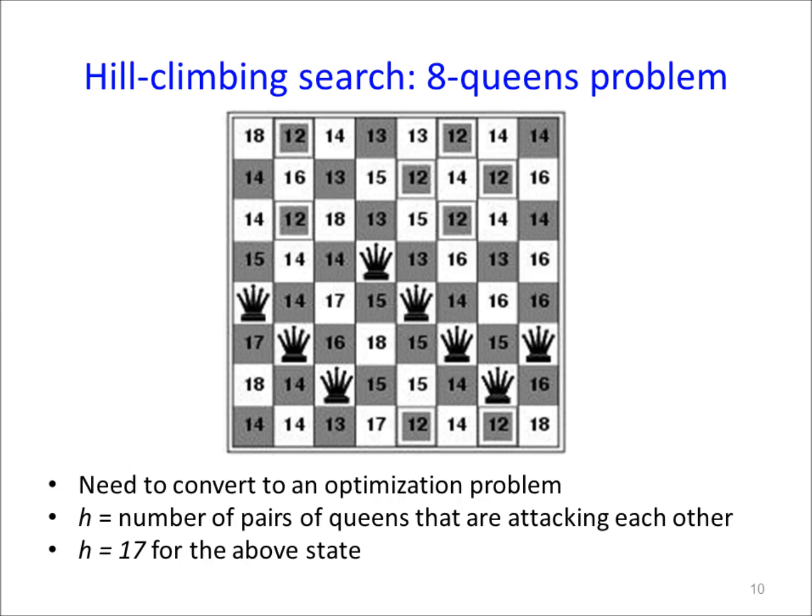The number of pairs of queens that are attacking each other. In this particular case, the answer is 17. So you can actually try this: this pair is attacking, this pair is attacking, this pair is attacking, this pair is attacking. And what will be the optimal solution? 0. So you want to optimize this h value. So by using this idea of a heuristic again in a very different context, I can convert a satisfaction problem into an optimization problem.